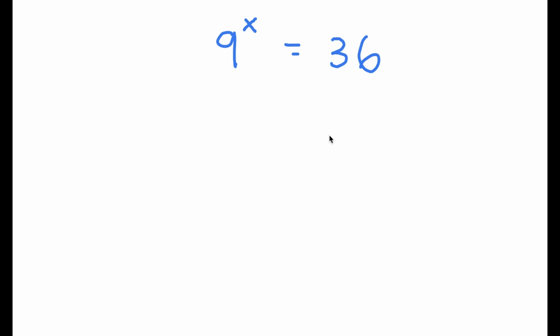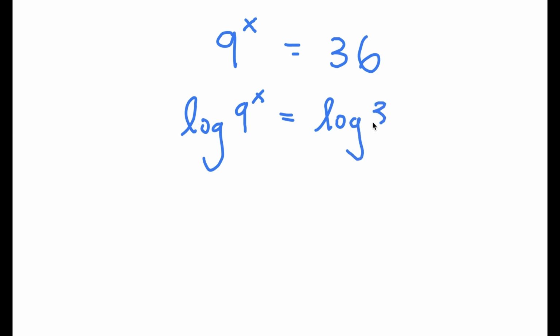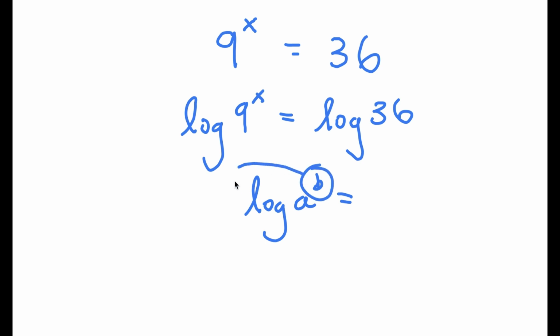Alright, so in this problem, I have 9 to the power of x is equal to 36. To start, I'm going to take the log on both sides. So now I have log 9 to the power of x is equal to log 36. Now, if I have something in the form log a to the power of b, I can move this exponent b to the front. So it's going to equal b times log a.